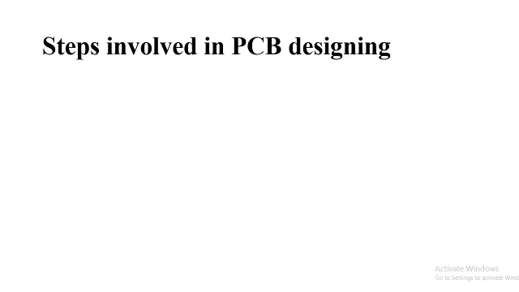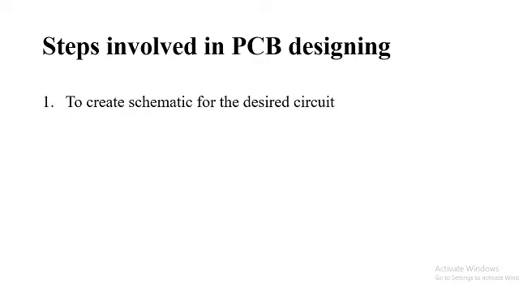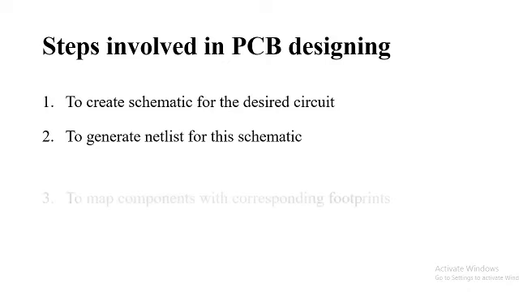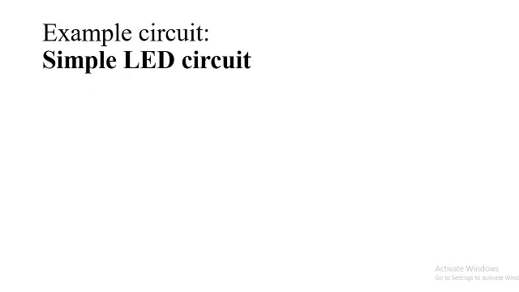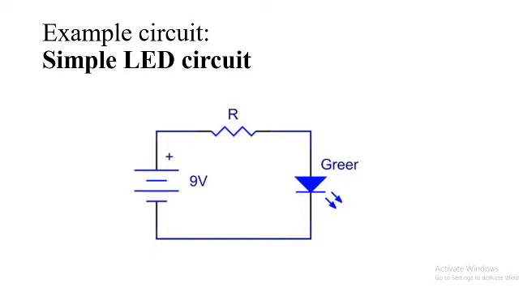Next is what are the main steps in PCB design? First step is to create a schematic for the desired circuit. Then generate a netlist for this schematic. In the third step, we can map components with corresponding footprints, and finally we get a layout of the given circuit. We will use a simple LED circuit as an example circuit for this tutorial.